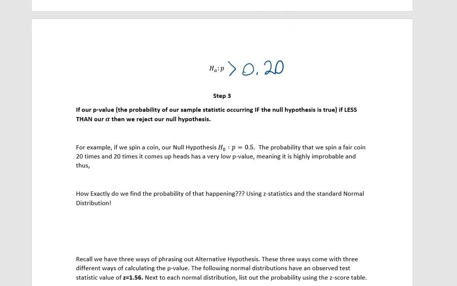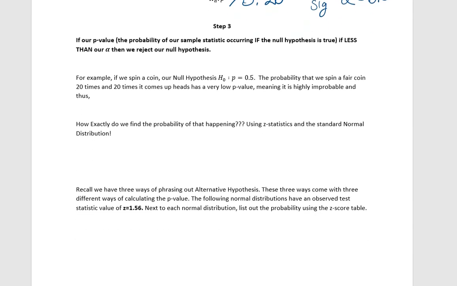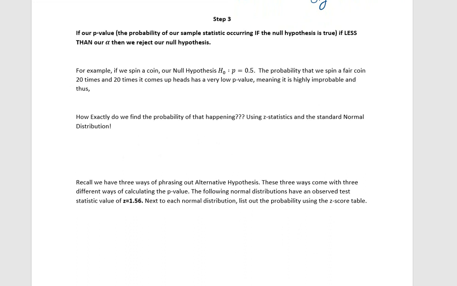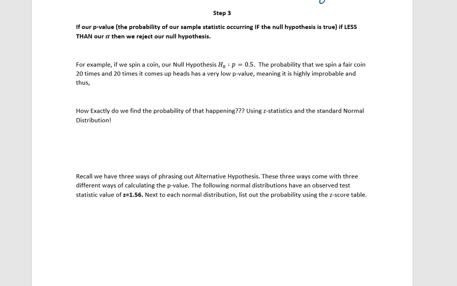Along with this, we also need to choose a significance level before we do anything else. So our significance level, let's just say, is 0.05. Now, step 3 says that if our p-value is less than our alpha, then we reject our null hypothesis. So remember, if p is low, reject H0.